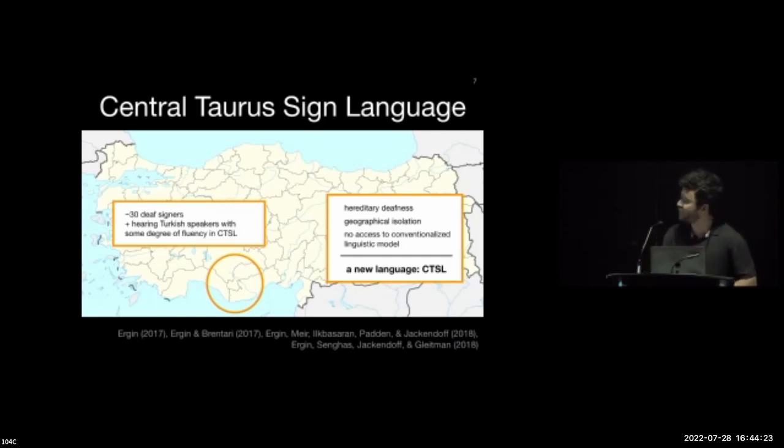It's an example of a village sign language, which is a sign language that emerges naturally in a small, isolated community as a result of high incidence of hereditary deafness. So CTSL arose naturally within the last half century in a remote and mountainous region in southern Turkey, in the absence of an accessible, conventionalized linguistic model. It's used in 3 neighboring villages and has approximately 30 deaf signers, most of whom use CTSL as their only language. There are also many hearing Turkish speakers who also have some degree of fluency in CTSL.